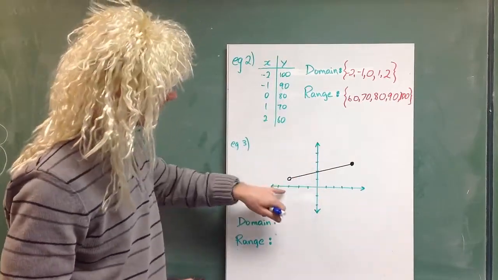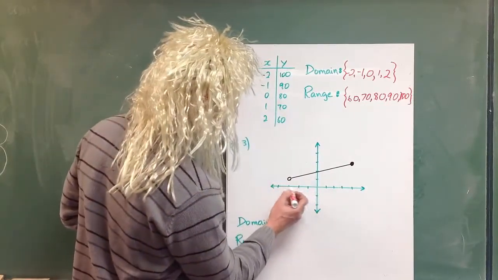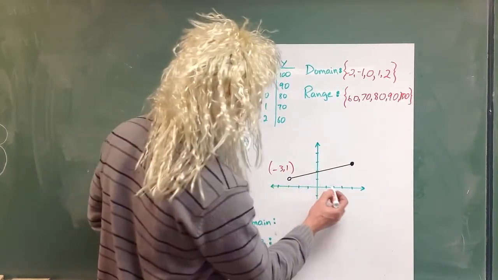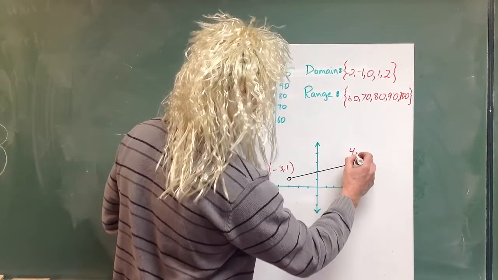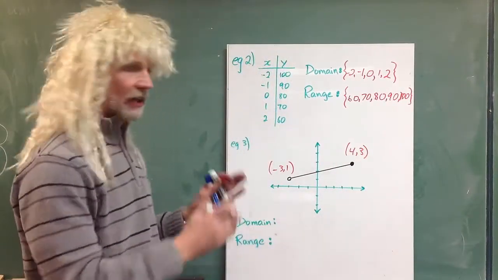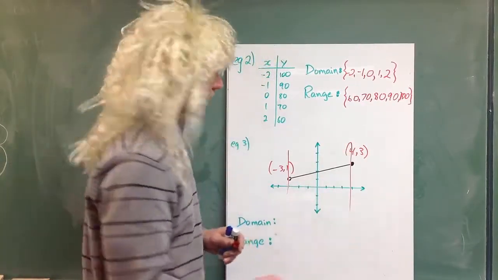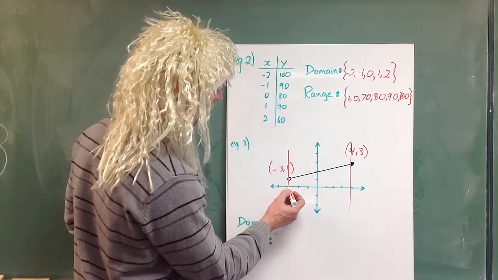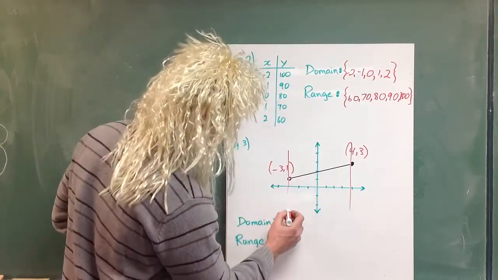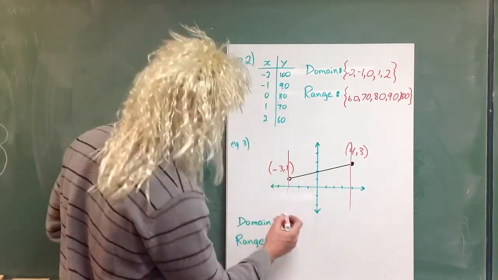On this one, this time we have a line here. You can see by my scale here that this point here has coordinates -3, 1. And this point has coordinates 4, 3. So if I want to find the domain, it's how far from left to right it goes. From here to here. It goes from -3 all the way up to +4. That's an interval. So I'm going to go like this.